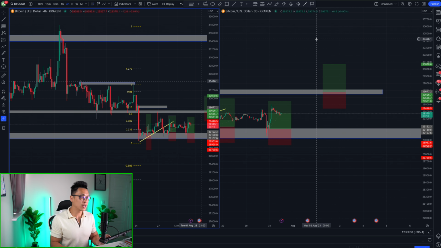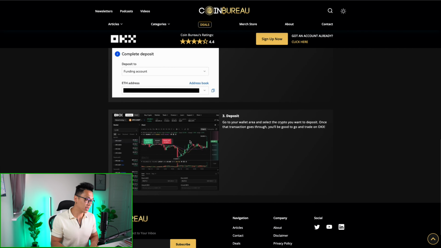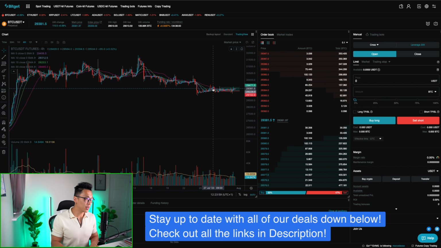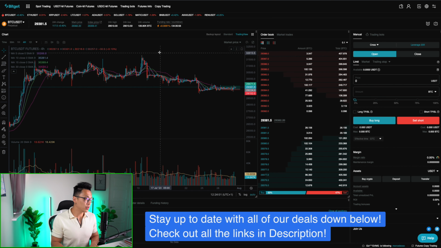Here we are currently using TradingView. Now TradingView is actually integrated with OKX if you want to go and check that out and use that, but also you can use it on BitGet as well. Now what I'm going to do is show you a good way to set this out for swing trading.